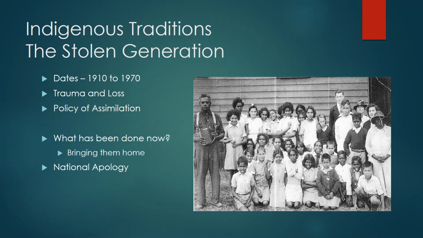The Keating government commissioned the inquiry into the stolen generation, but the Howard government received the report. Howard's government was sceptical of the report's findings and largely ignored its recommendations. When Kevin Rudd came into power in 2007, he promised to deliver a national apology to the stolen generation. This promise was fulfilled on the 13th of February 2008.